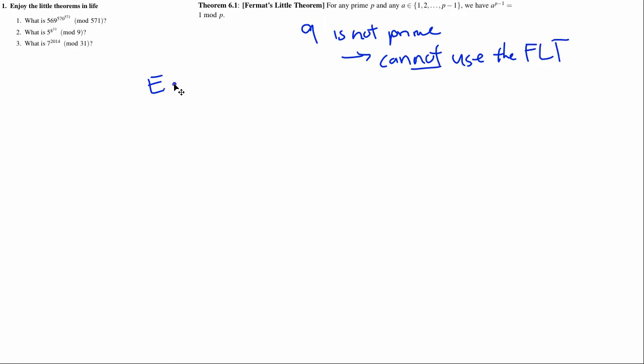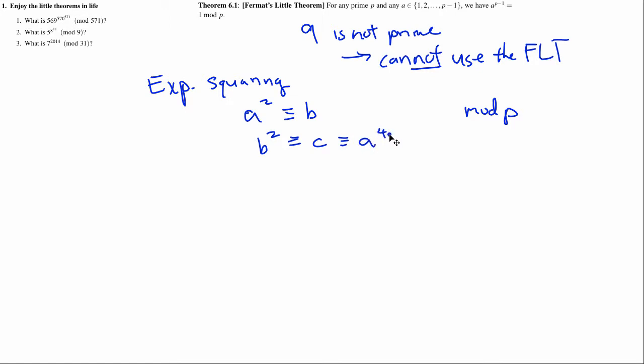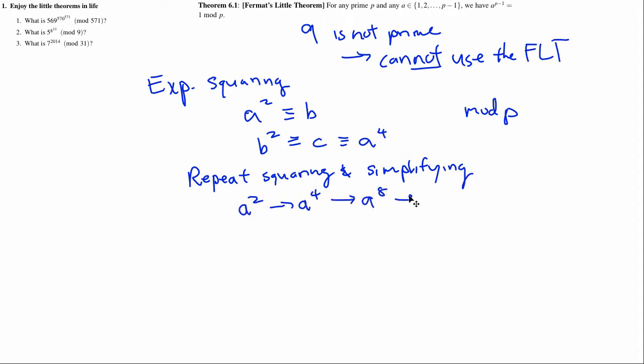Well, there's another method in modular exponentiation called exponential squaring. Basically how this works is, suppose you have a number a. If you square a, this is perhaps congruent to some b, mod p. Now this b is the same as a squared, so if we square b to get a different number c, then this c is congruent to a to the fourth. So by repeatedly squaring and simplifying, you can see that we get from a squared to a to the fourth to a to the eighth and so forth in just a few calculations. So we should use this to solve problem 2.